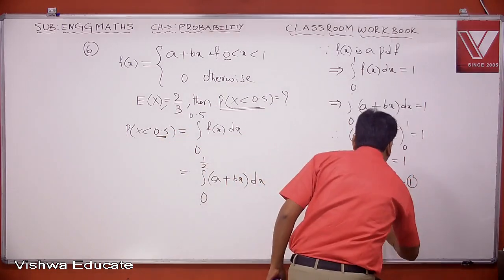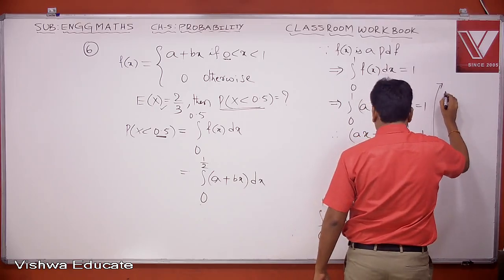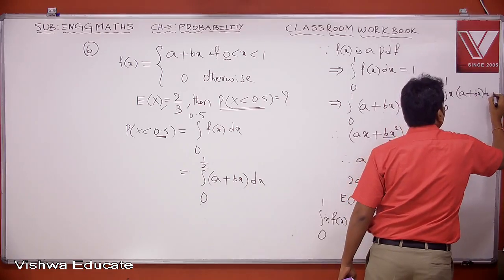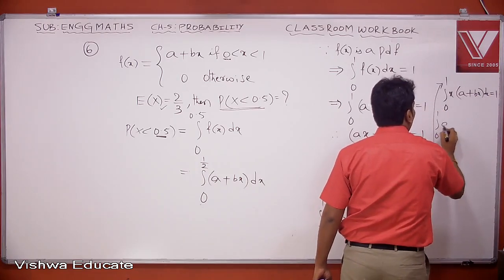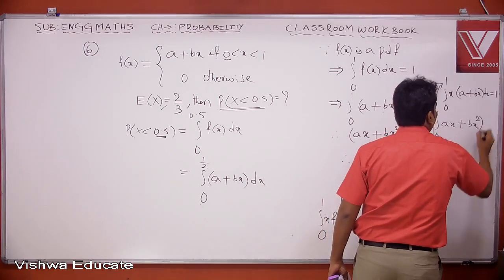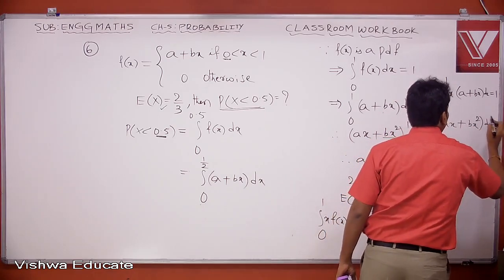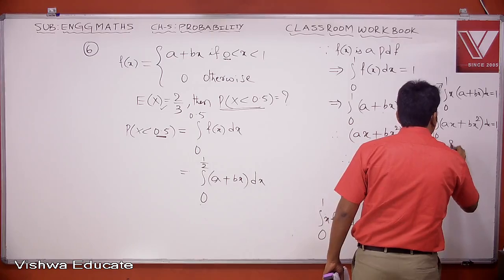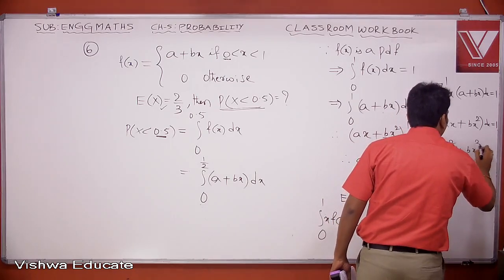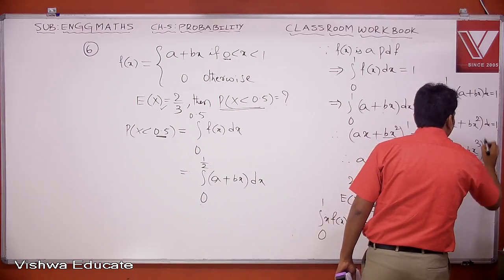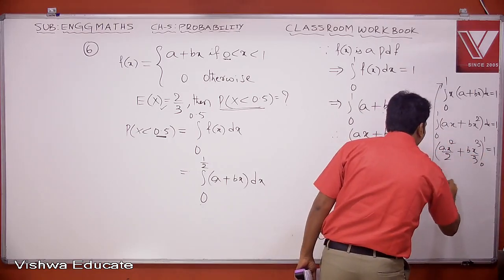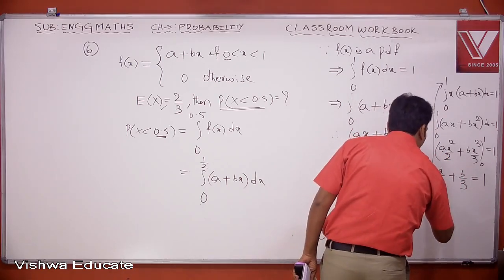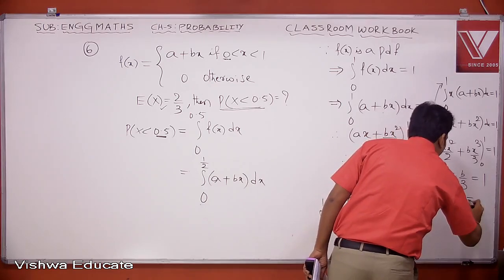Therefore, when you simplify this, this becomes integral 0 to 1 x into a plus bx dx equal to 1. So, integral 0 to 1 ax plus bx square dx equal to 1. Therefore, this is ax square by 2 plus bx cube by 3, limits are from 0 to 1, equal to 1. Apply upper limit, we get a by 2 plus b by 3 equal to 1. So, the LCM is 6. So, this is 3a plus 2b equal to 6.